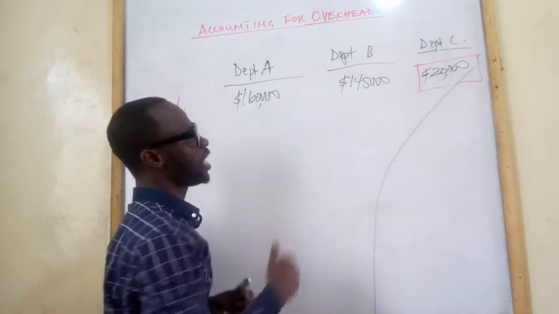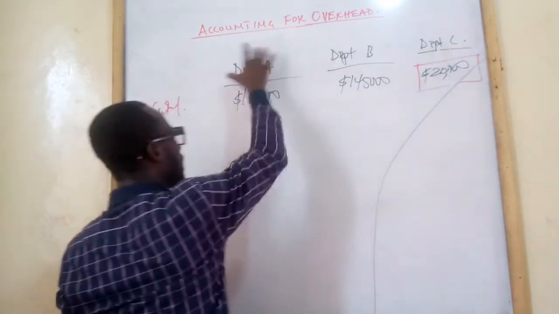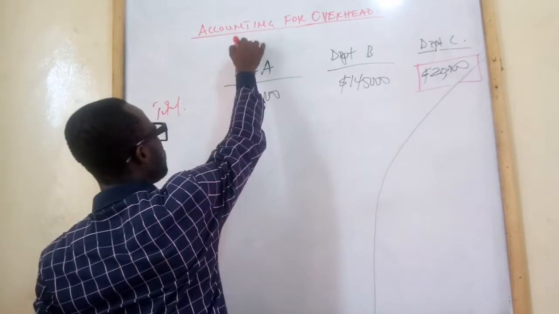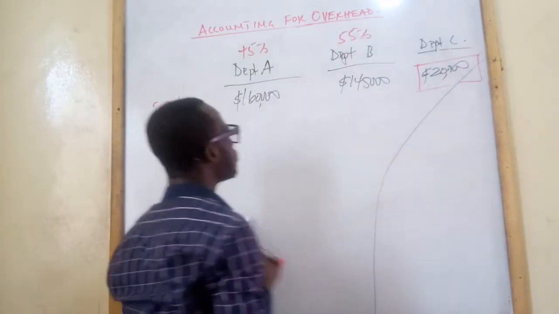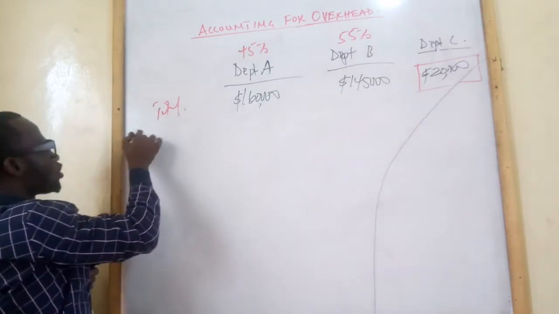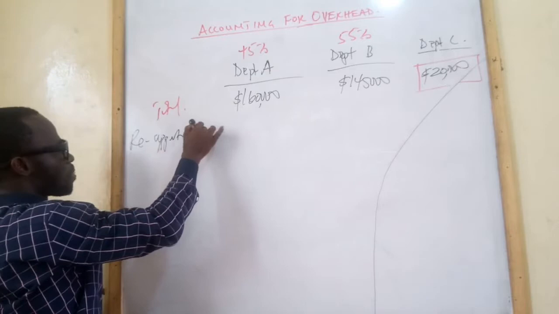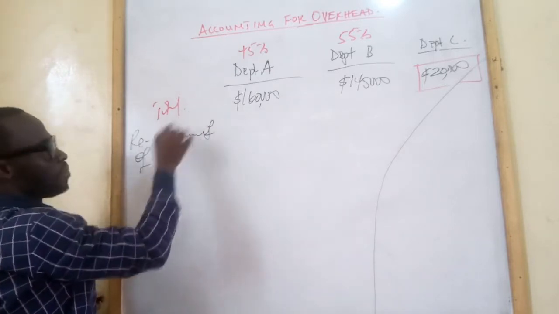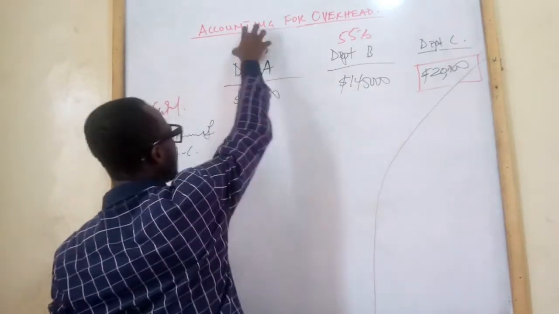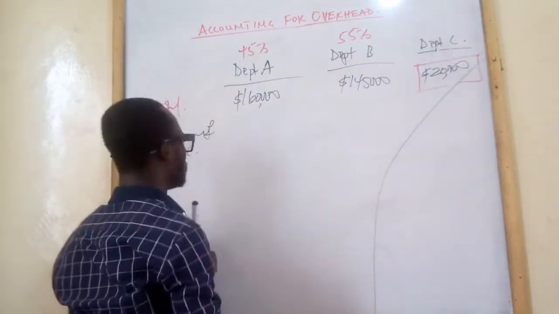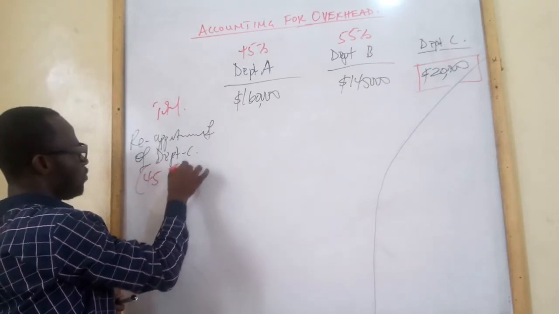But a straight one is that, for instance, we will say that of these total costs, Department A takes 45% and Department B takes 55%. So in that case, the reapportionment of service department, that is the Department C, will be, we will take 45% of this. So the basis is 45 is to 55.